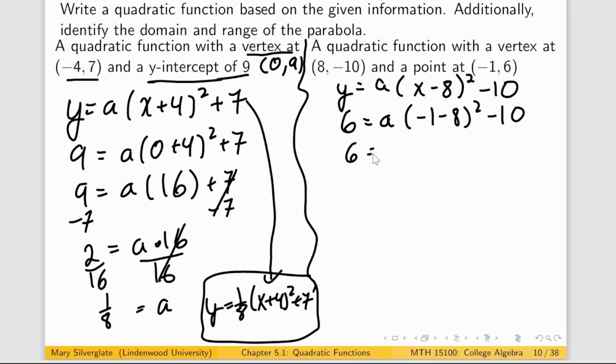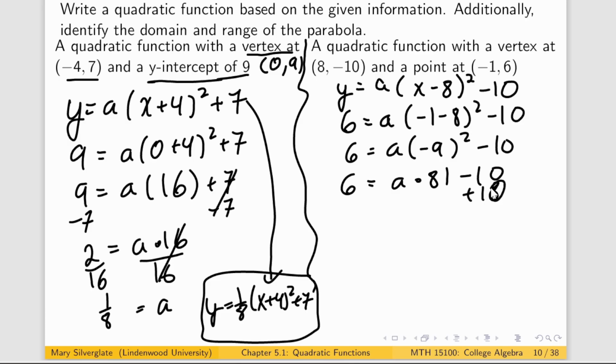-1 minus 8 gets us -9. -9 all squared gets us 81. Then we want to undo subtracting 10 by adding 10 to both sides. So we get 16 is equal to a times 81. And then as a last step, I want to undo multiplying by 81 by dividing both sides by 81. Then I might want to ask myself, does 16 81ths simplify?